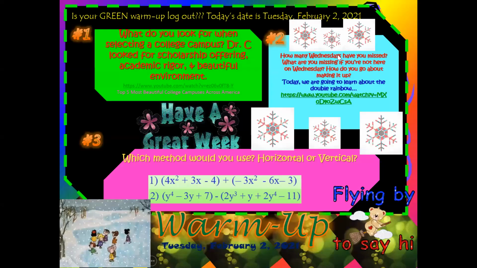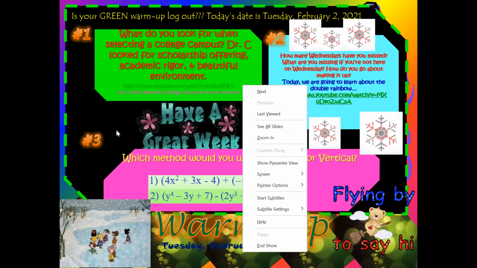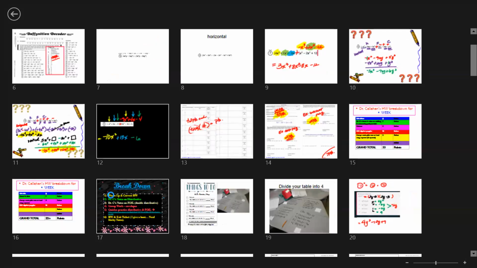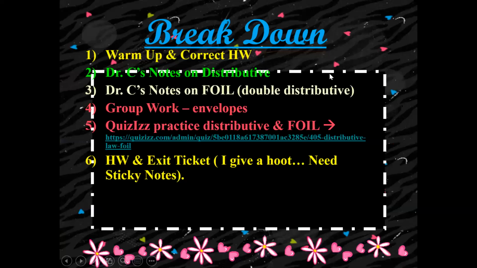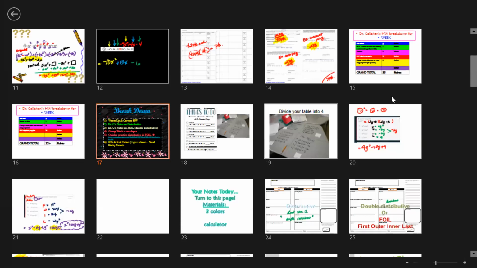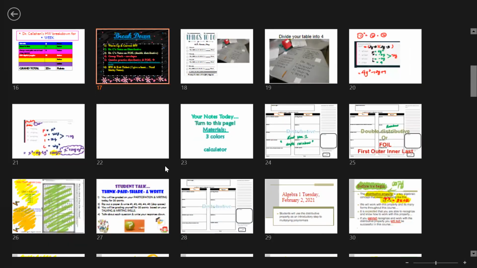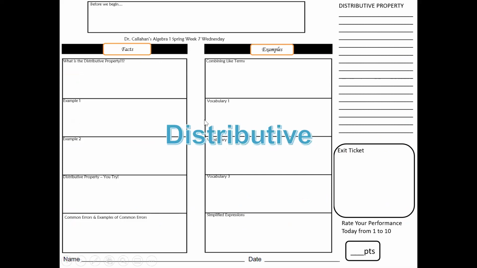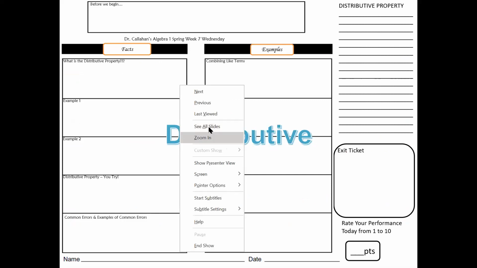All right, so from there, let's continue our lesson today. The breakdown of today's lesson is as follows. We're going to go over my notes on distributive, my notes on FOIL, and then I'm going to have you do a quiz, and then you have your algebra puzzle to work on. All right, let's get started then. We're going to start off with FOIL and what FOIL actually stands for.